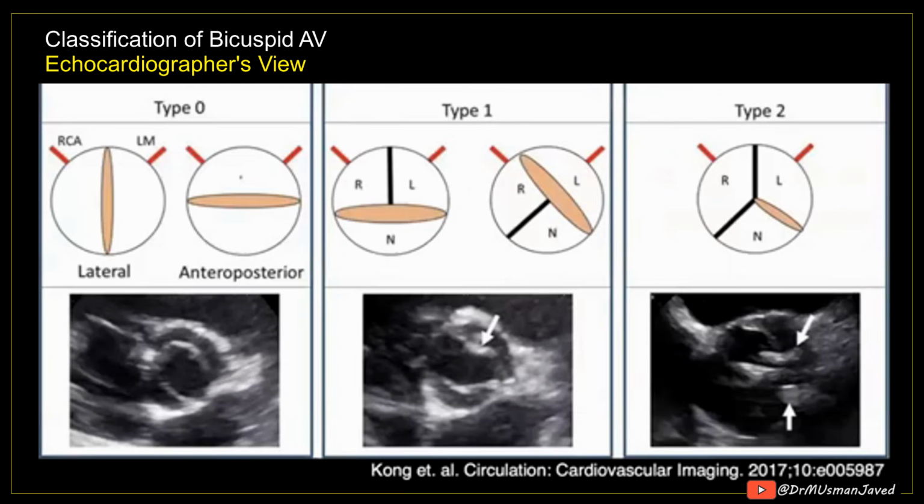So to put something in perspective that we're more used to looking at when looking at echo, this is a figure from Kong et al., which takes that same Sievers classification, but reorients things in a way that we are more used to seeing with the orientation of the right, left, and non-coronary cusps. And this shows, again, the opening that is expected.